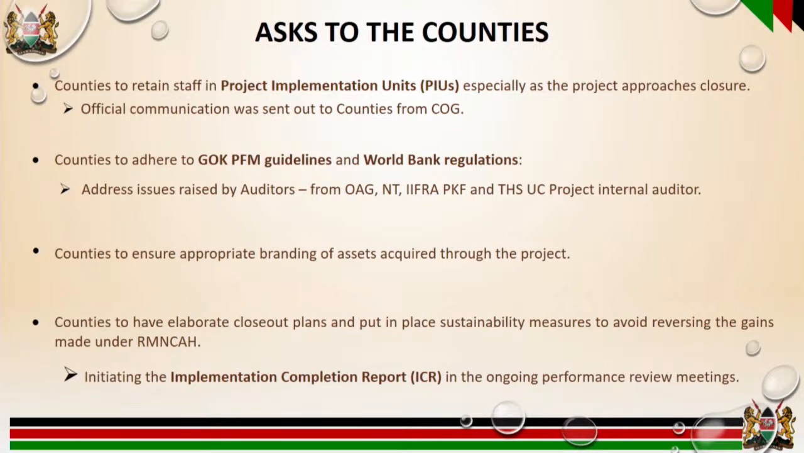More asks to the counties. With the ongoing transition, we've noted that a lot of counties are moving the project implementation unit members that I mentioned earlier: the project accountant, the project procurement officer, and the project focal person. So we are kindly requesting the counties to ensure that you retain these PIU members even as we approach closure, because we really need the institutional memory, and we will need their input and technical advice as we compile the final report and as we close shop and ensure that everything is done for the project.